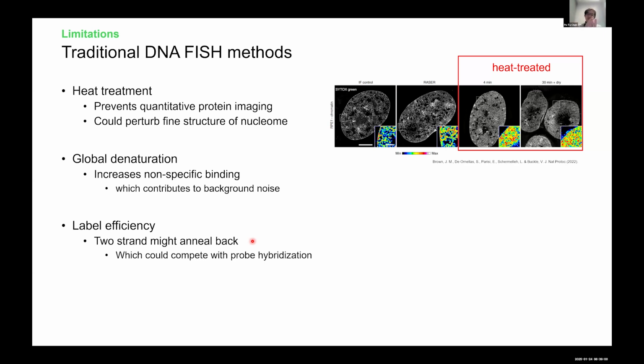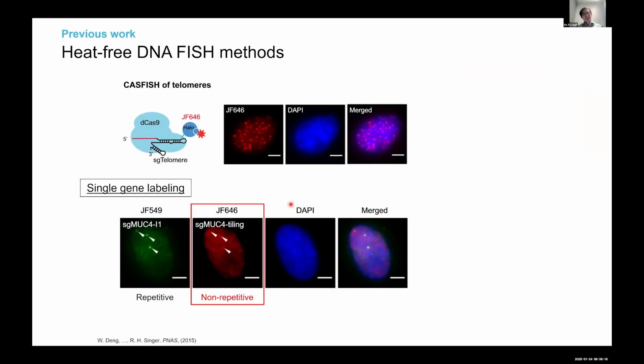So the non-target strand can potentially compete with the probe binding, which might lower the probe hybridization efficiency. Some of these questions are a known problem of the traditional DNA FISH method in the field. Some people have already tried to come up with methods to address part of these problems.